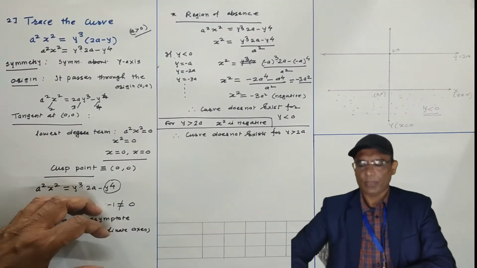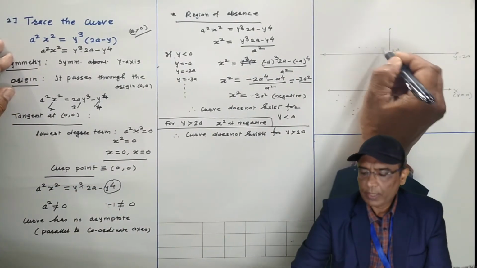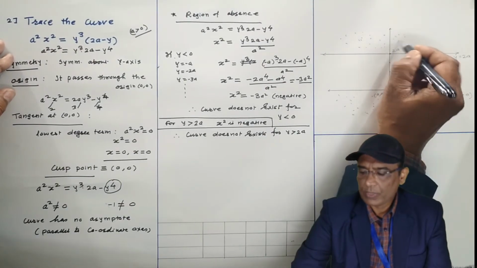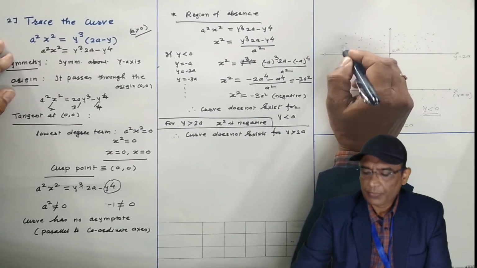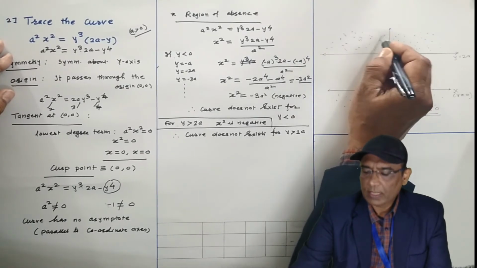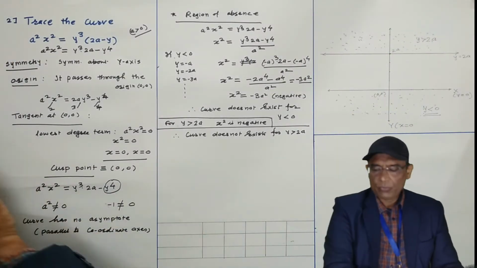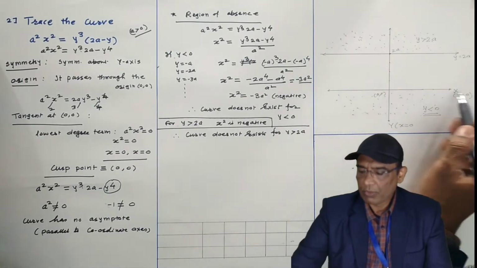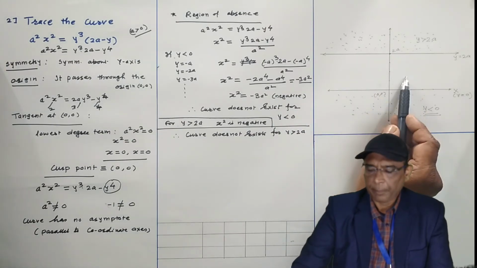This is y equal to 2a. And y greater than 2a means more than 2a. This is the dotted portion which indicates y greater than 2a. Here y is greater than 2a. It means our curve will lie in between these two lines, y equal to a and y equal to 0. In this strip, the curve will lie.